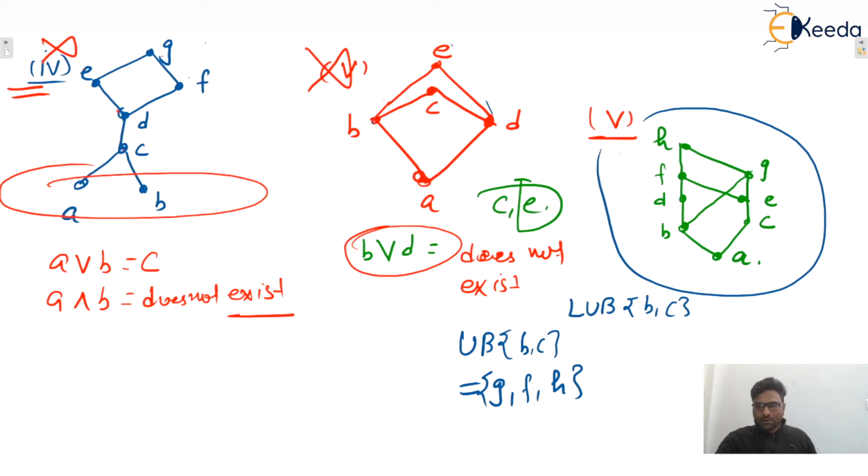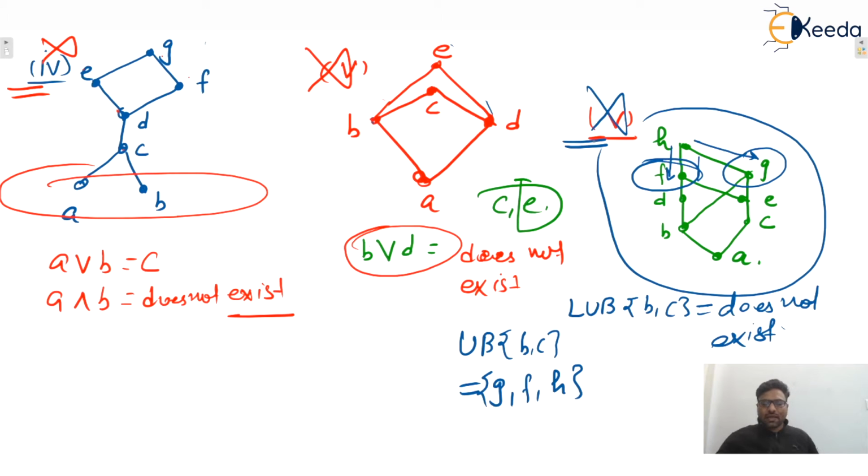We cannot say, because we know F is smaller than H and G is smaller than H, but we don't know which of F and G is smaller. F and G are not comparable, so we cannot decide which one is least. So the least upper bound of B comma C does not exist. That's why this particular Hasse diagram is not a lattice. I hope this is clear to everyone. In this manner, you can find out which one is a lattice or not.